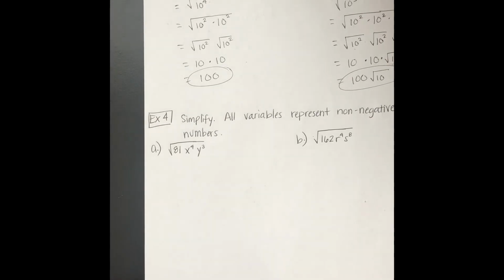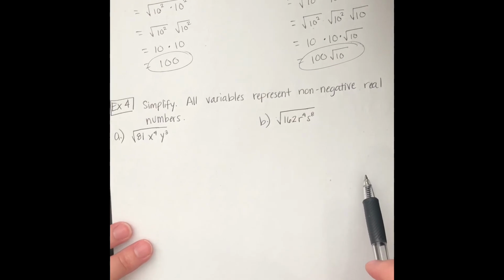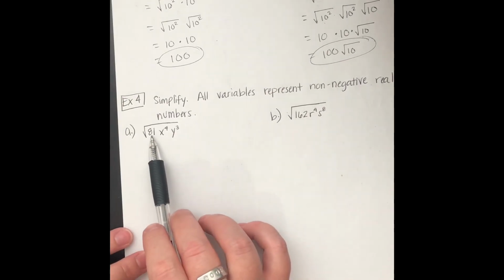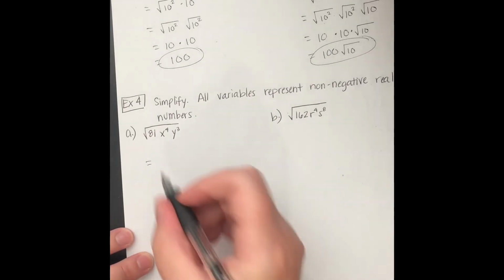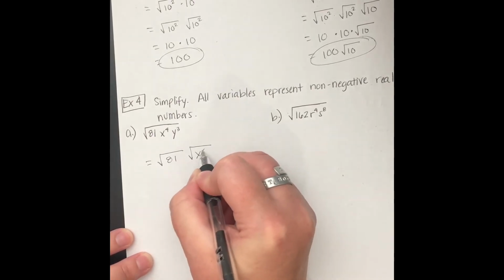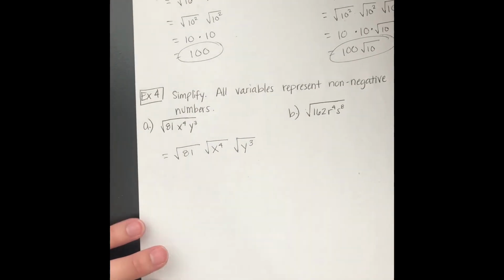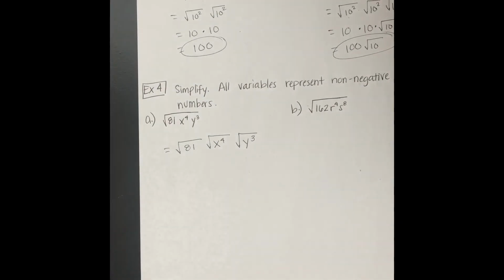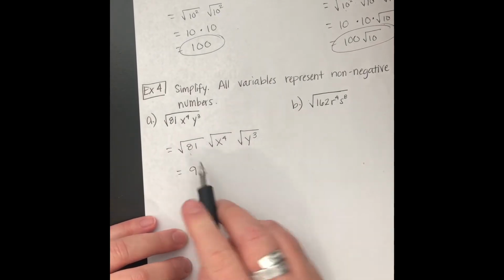Okay, now we need to simplify. All variables represent non-negative real numbers. Here we have a number or a coefficient and variables. What you need to do is rewrite them under separate radicals. And then see, is 81 a perfect square? It is, which is awesome. 9 times 9 is 81, so this is going to be 9 right here.